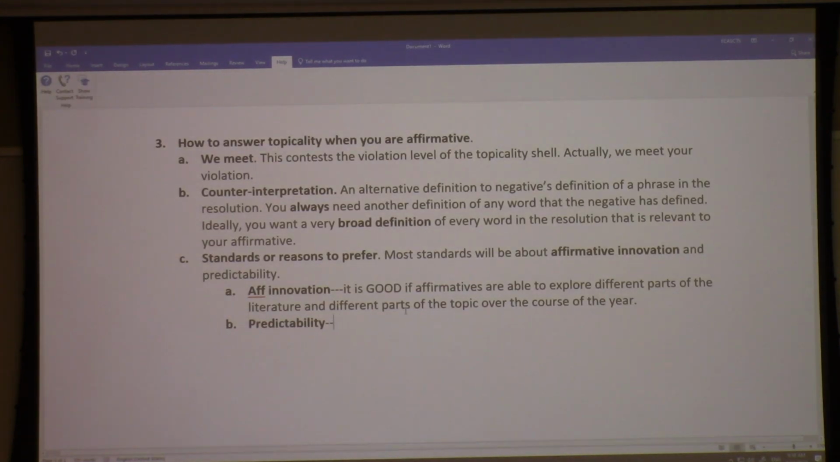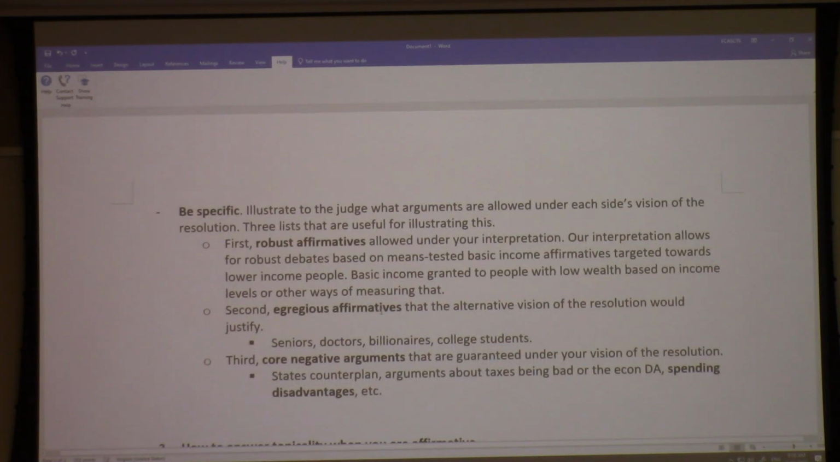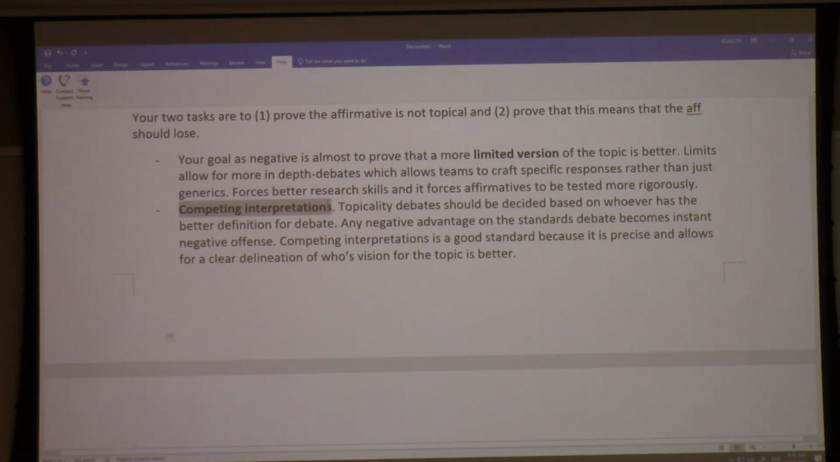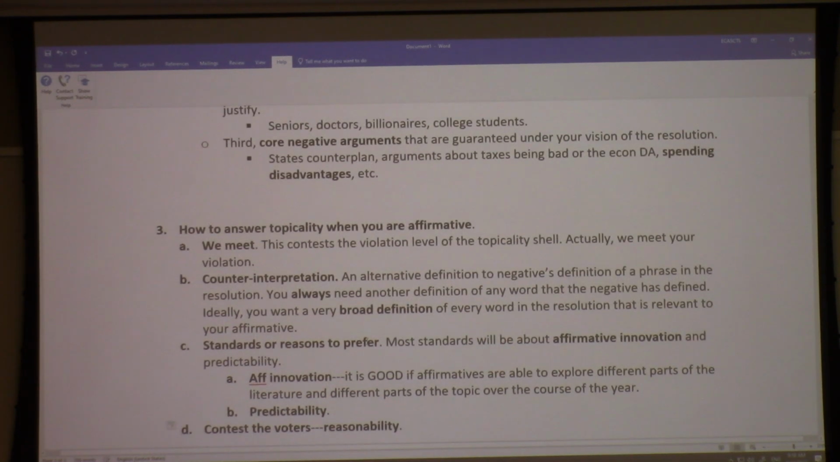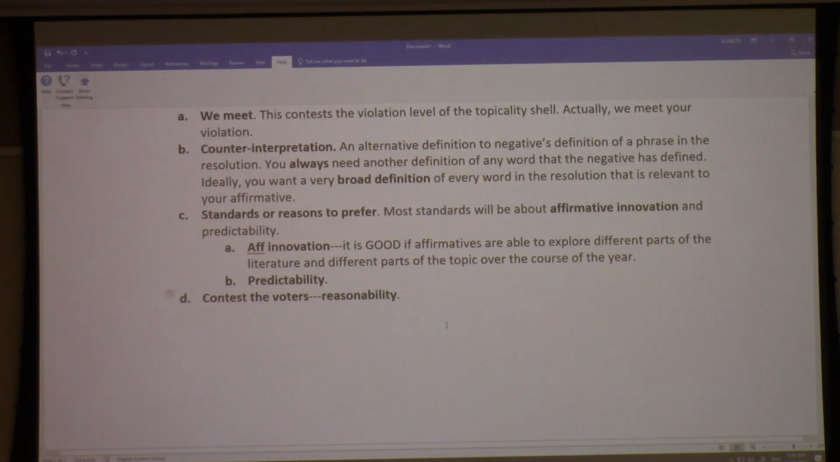So, predictability we talked about earlier. And then the last thing that you want to do when you're affirmative is contest the voters. And the ways that you do this, so our frame for debate was competing interpretations before. The alternative affirmative frame for debate when you're debating topicality is reasonability. Every 2AC that you give to topicality, you want to be saying reasonability and arguing that that is how topicality debates should be evaluated.